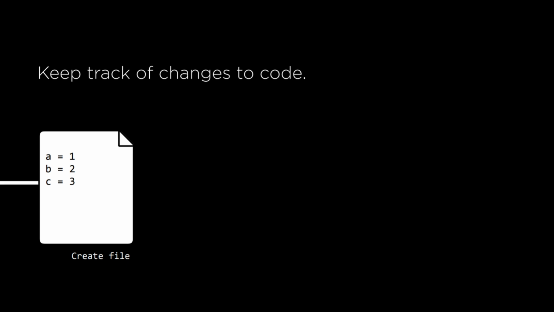You could write the code, then copy that code and save it in a file, then make another change and create a new file for that and copy-paste, and this would be a very complex task. So that's why we use software like Git to keep track of the changes we make to our code.